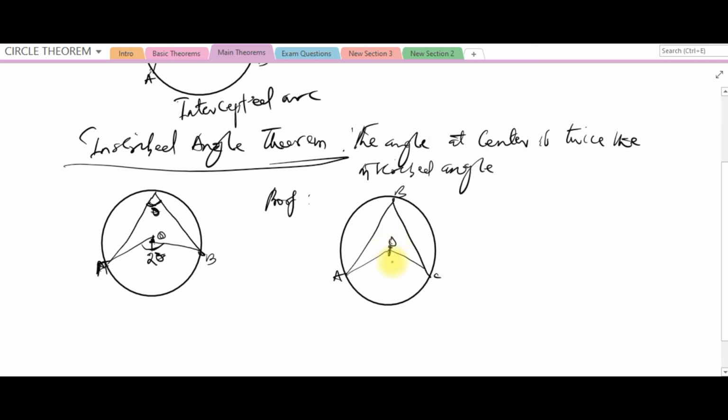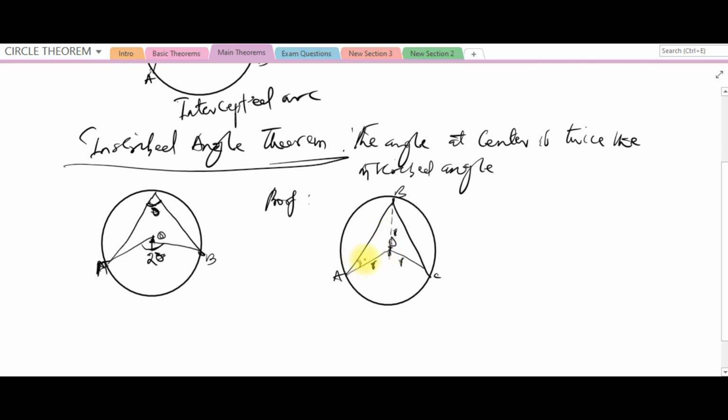So center O. This is center O. Let me partition this. Let me draw an auxiliary line to the center. You know this is the radius, if R is the radius, this is also the radius. Also here, radius. So the base will form two isosceles triangles.